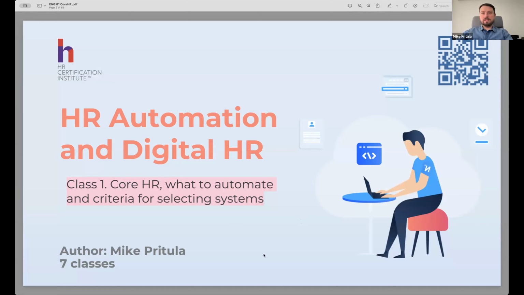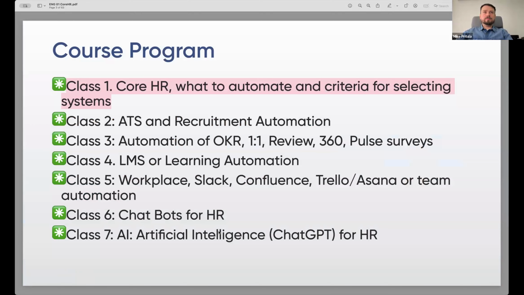And today we have class number 1, Core HR, and what to automate and criteria for selecting systems. So this is a course program. We will start from Core HR, and then in class number 2, we will talk about ATS and recruitment automation. Then we will be talking about automation of performance management, which could consist of OKR, one-on-ones, performance reviews, 360-degree feedback, pulse surveys.